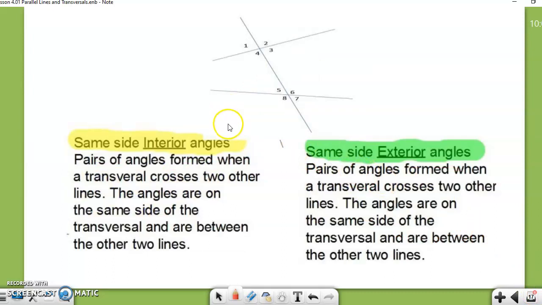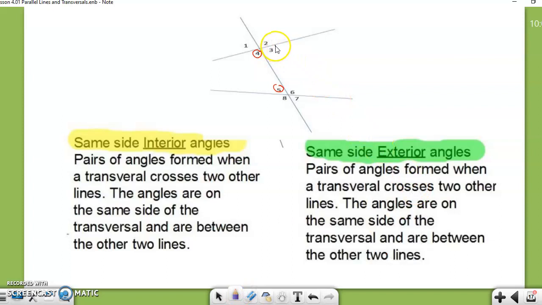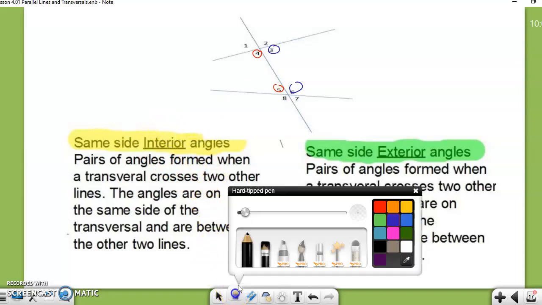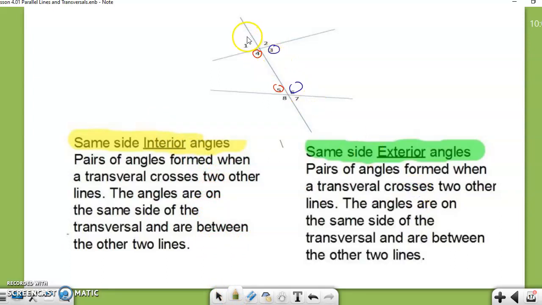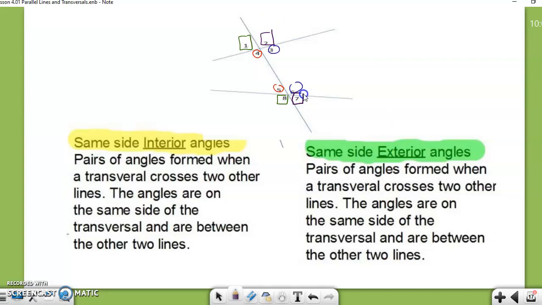Okay, another piece of vocabulary, same side interior. Exactly what it sounds like. We're on the same side of the transversal inside the parallel lines. So those are my same side interior angles, 3 and 6, 2 and 4. Same side exterior angles, I've got 1 and 8. They're on the same side and they are exterior. And I've got 2 and 7.